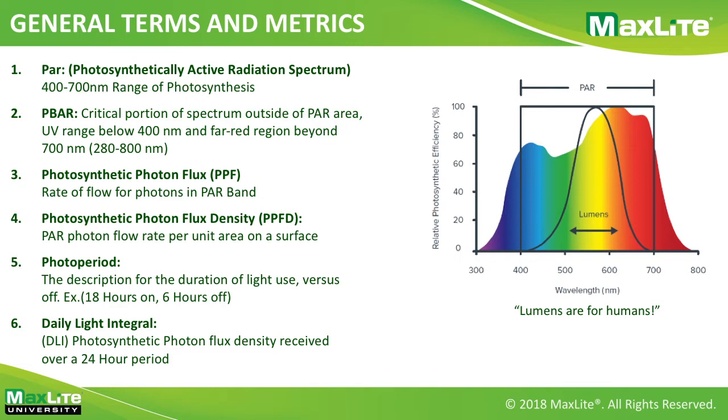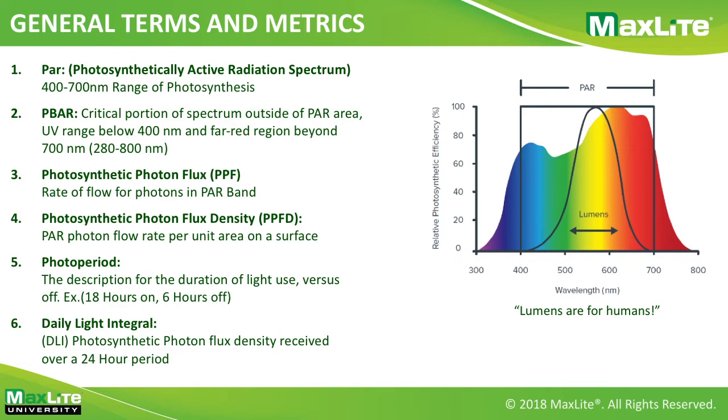P-bar is a critical portion of the spectrum outside of PAR, which is predominantly focused on the UV range and also the far red region beyond 700 nanometers. These wavelengths drive many of the qualitative responses in plants that growers are looking for. So it's something that we will also assess when discussing our potential clients' needs in terms of lighting, as to whether or not we're going to focus on this area of the spectrum.